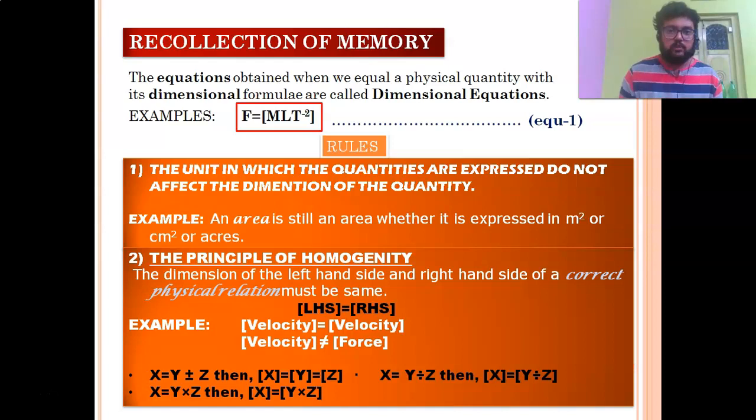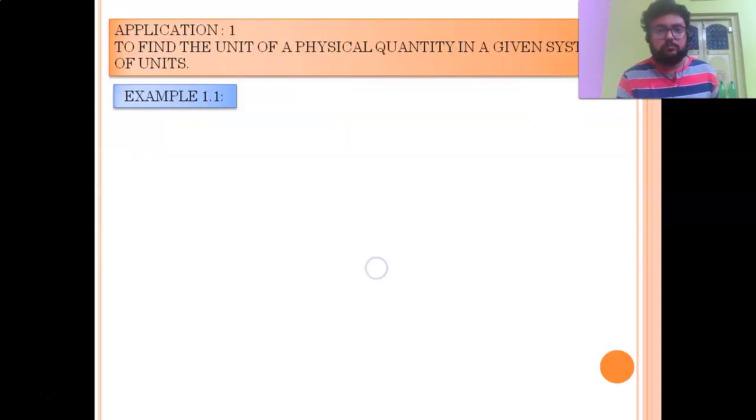There are some aspects to it. If we have a physical relation where x is equal to y plus z, then the dimension of x must be equal to the dimension of y and the dimension of z. But if we have a physical relation where x is equal to y times z, then the dimension of x must be equal to the product of the dimensions of y and z, and this will be the same for the division rule.